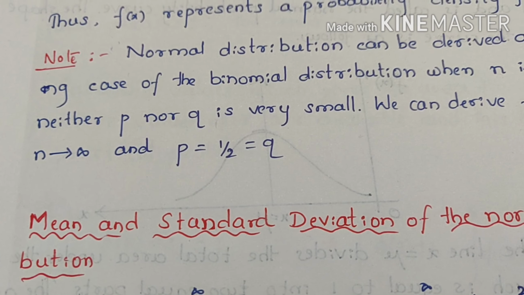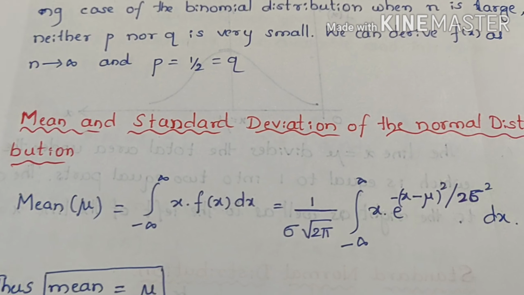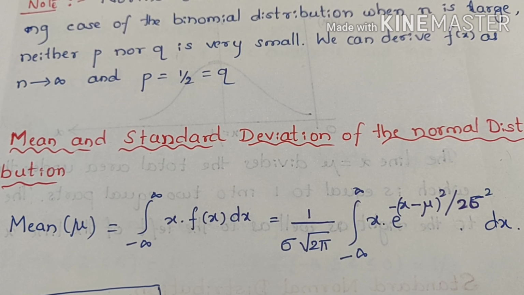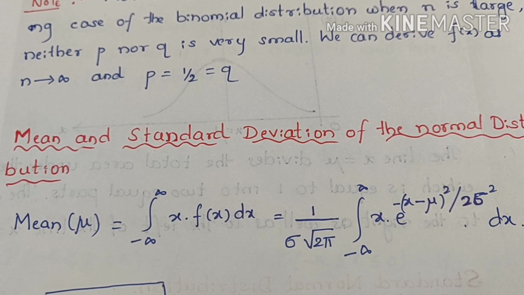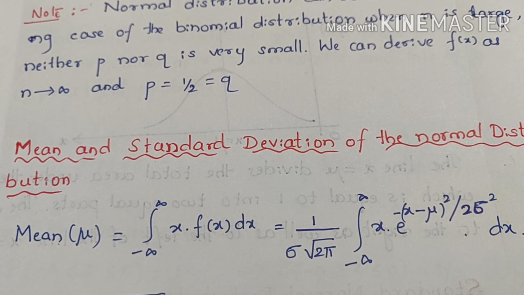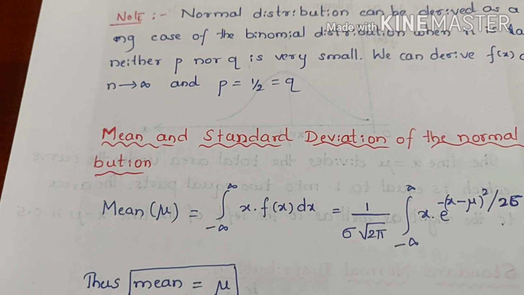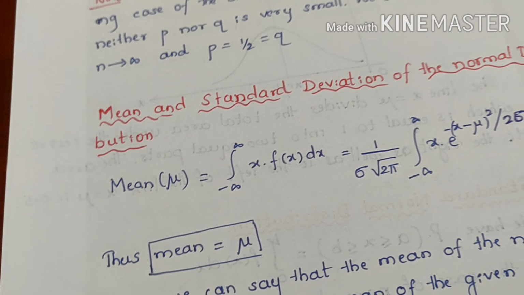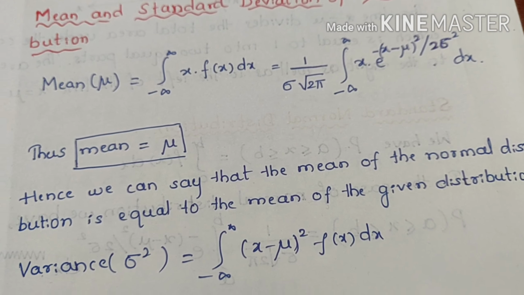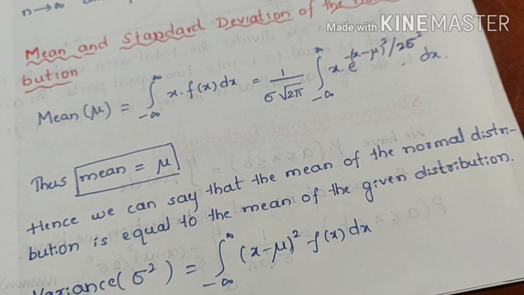Now, the mean and standard deviation of the normal distribution. The mean formula is given as the integral from minus infinity to plus infinity of x times f(x) dx. In the formula, we substitute the function for the normal distribution. After simplifying by suitable substitutions, we get the mean as mu only. That means the mean of the normal distribution is equal to the mean of the original, that is, the given distribution.